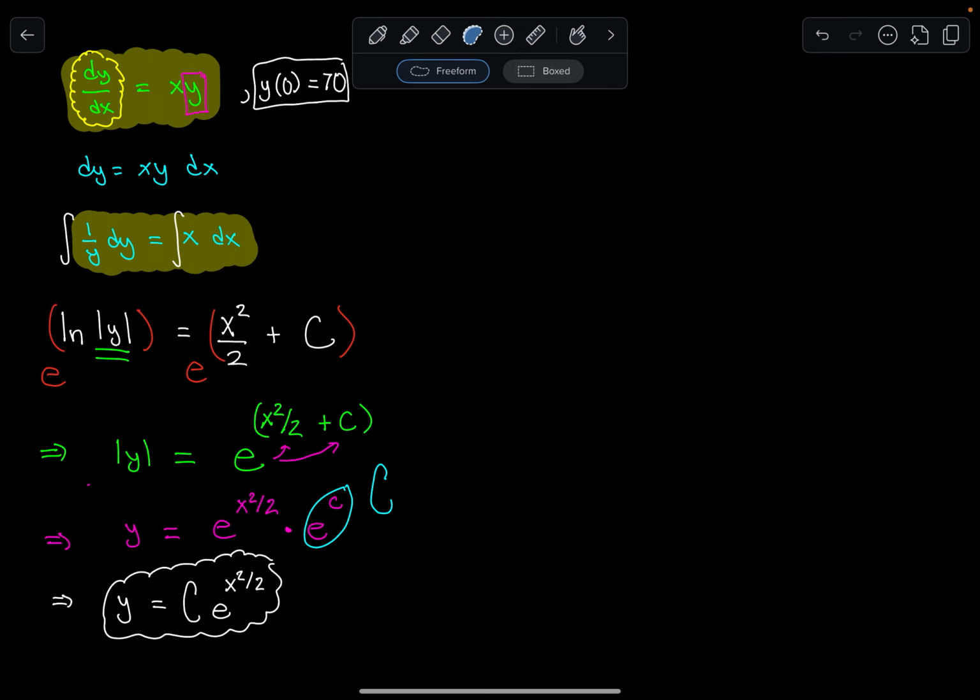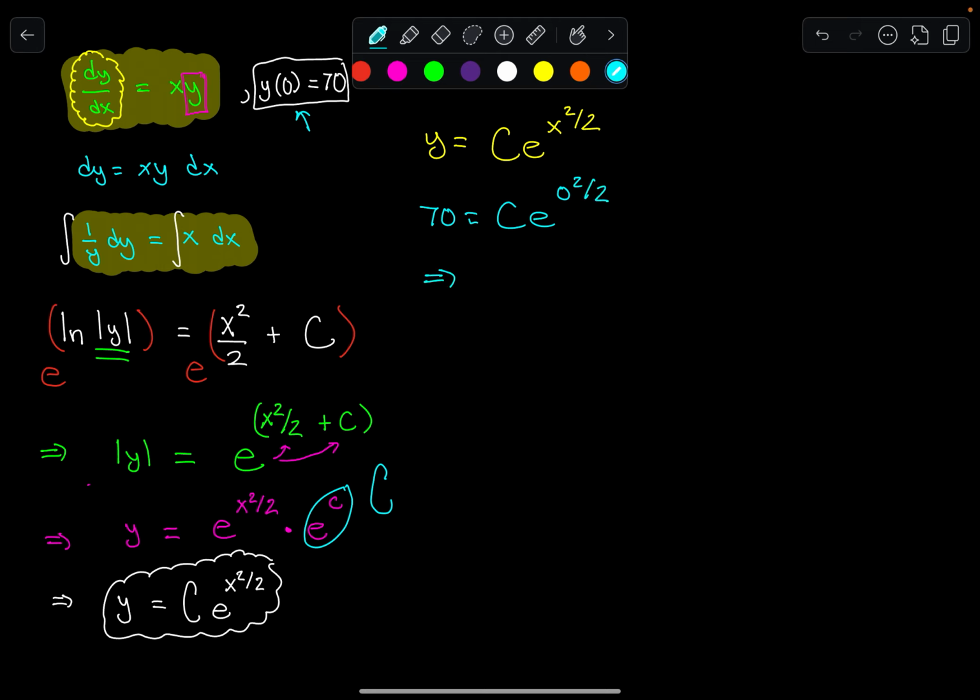And now that we have that information, that is going to allow us to solve for this unknown scalar coefficient c fairly easily, because we have that our solution is y equals c e to the x squared over 2, but we also have this condition that when x is equal to 0, the y value must equal 70. We can plug in our initial condition, and that gives us that 70 is equal to c times e to the 0. And last time I checked, e to the 0 is just 1.